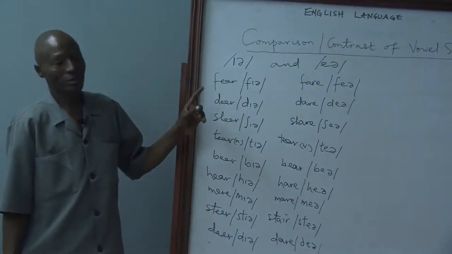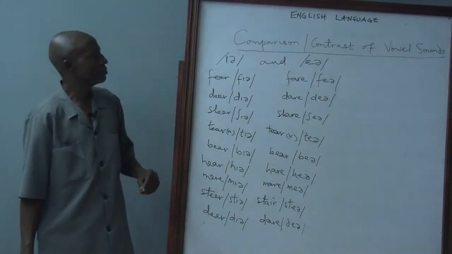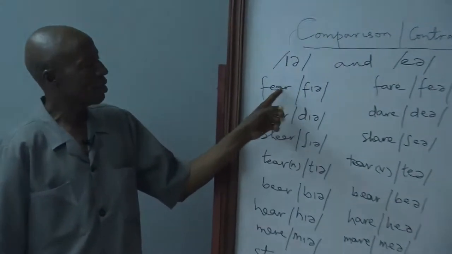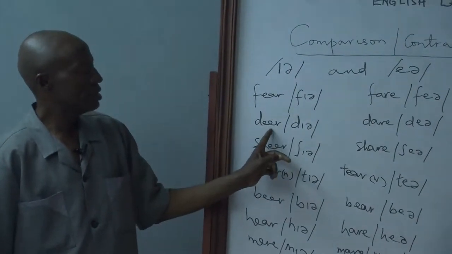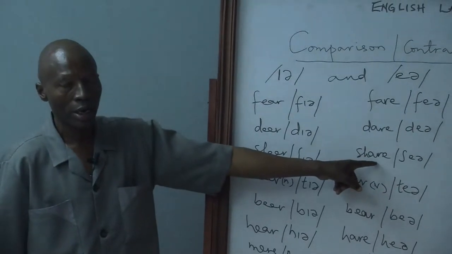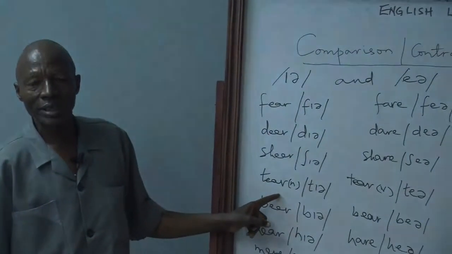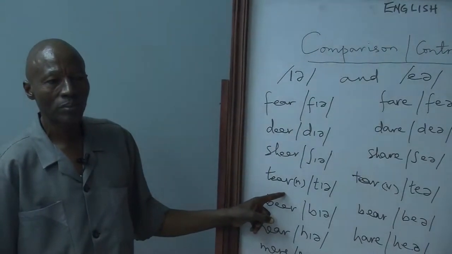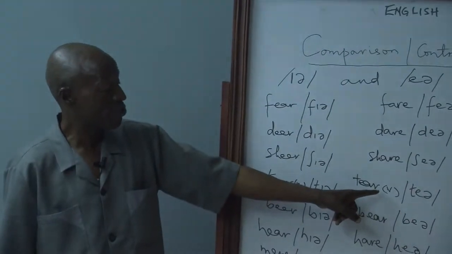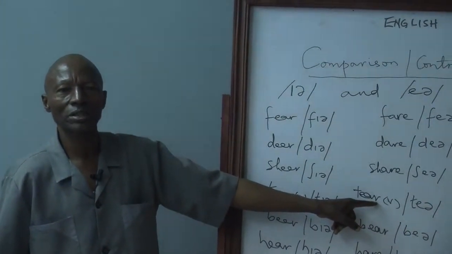Our next vowels of comparison are ear and air. Here we have fear, fair, dear, dare, sheer, share, tear, tear. Look at that tear. The noun form is tear, while the verb form is tear. I will tear your cloth into pieces.